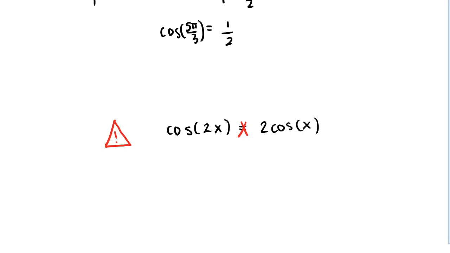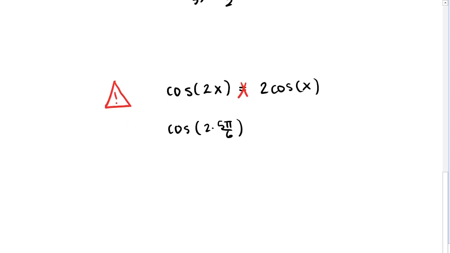And maybe let's just go through one explicit example to show that this is not true. And maybe let's use the same values we saw above, 5 pi over 3 and 5 pi over 6, right? So let's say we wanted to evaluate cosine of 2 times 5 pi over 6. Well, we saw that earlier. That's the same as cosine of, well, double 5 pi over 6 is 5 pi over 3.